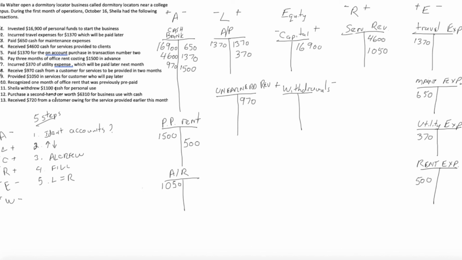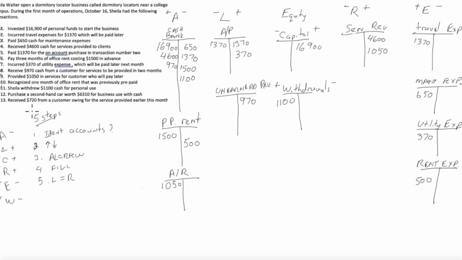Sheila withdrew $1,100 cash for personal use. Okay, so what are the two accounts? Cash and withdrawals, right? These ones are pretty straightforward most of the time. So did it go up or did it go down? So the cash went down because we took it out of the bank, which was the business account, right? And we put it into our own technical pocket. So we drew the money, so that went up. So our withdrawals went up, or our drawings went up. So left equals right.